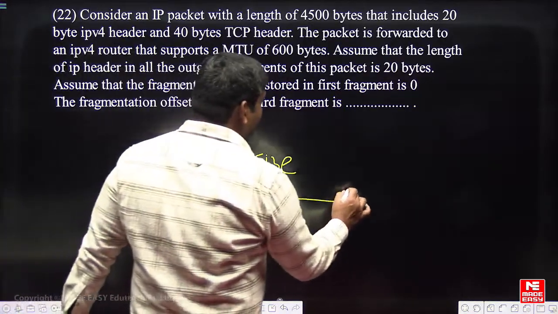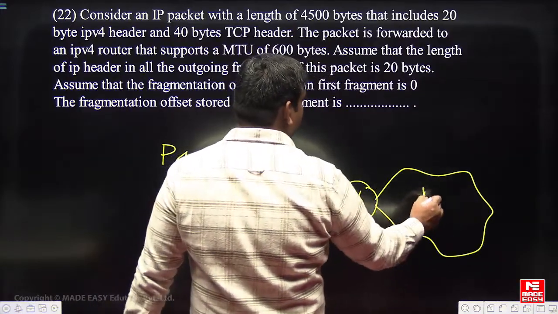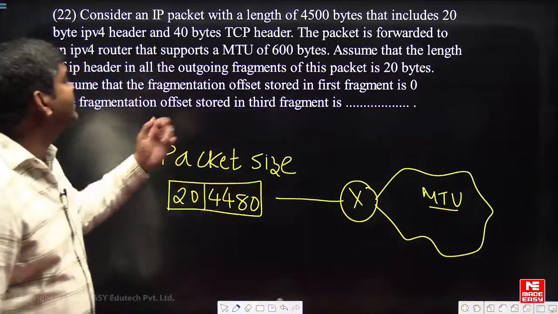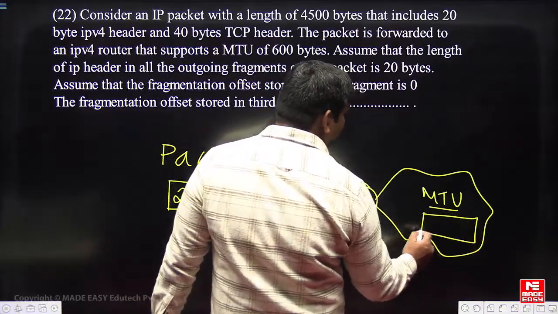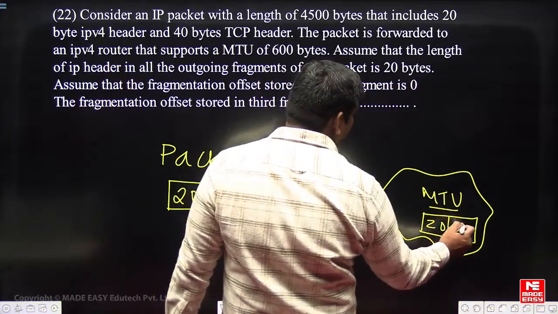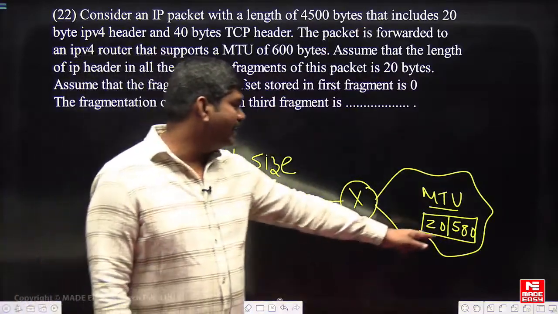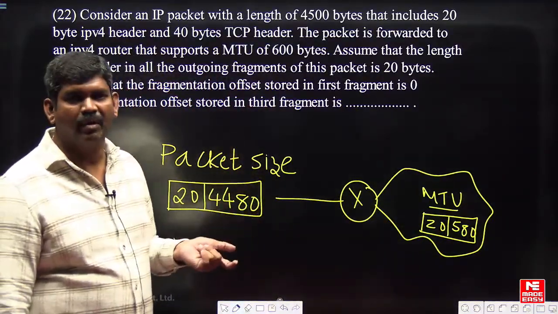So, here I can say there is a LAN which has the MTU mentioned in the problem of 600 bytes. So, this 600 I can write as 20 for the IP header and 580 as the allowed data. But you can observe one important thing: this 580 is not a multiple of 8. So, why do we have to focus on the multiple of 8?